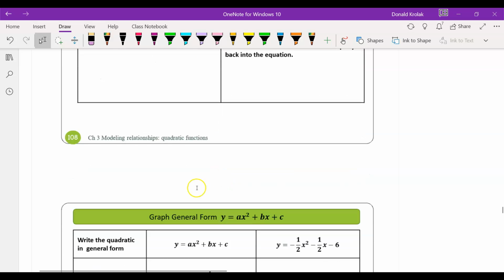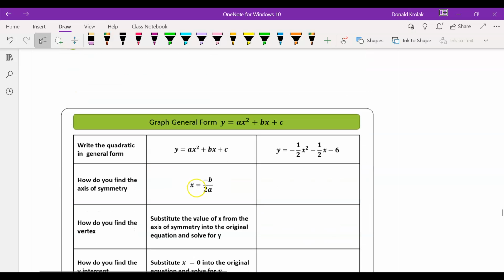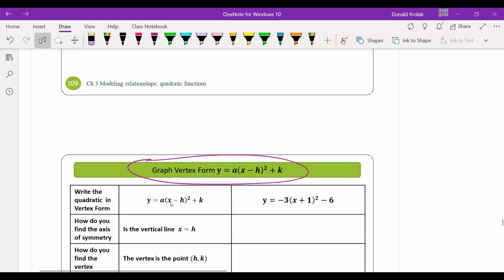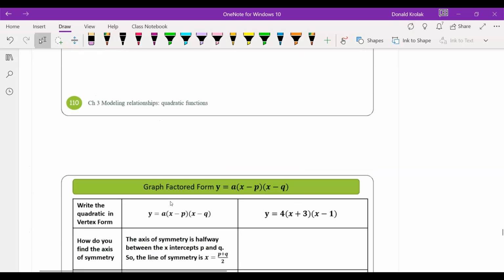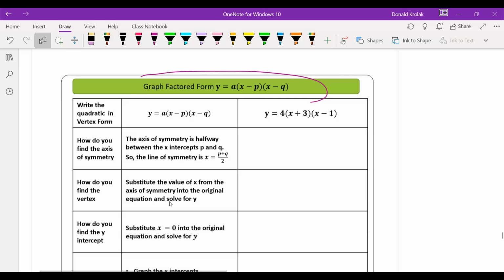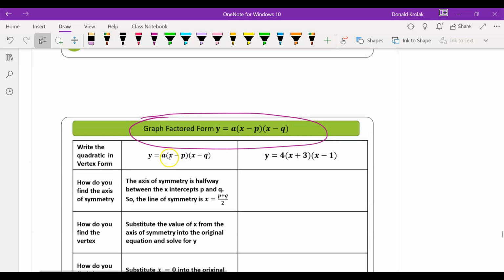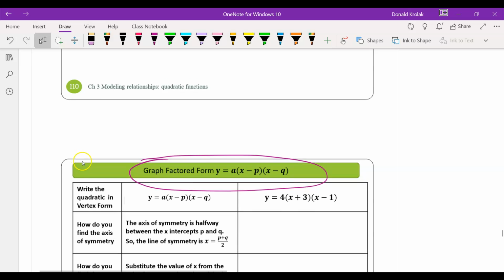Okay, so like Jacob, you were asking about this. So when we get to this part, you'll see a page, it'll say, hey, if it's in general form, this is how you graph it. If it's in vertex form, here's how you graph it. Okay, if it's in factored form, here's how you graph it. So it'll give you step-by-step instructions, and as you fill it out, you'll have an example.